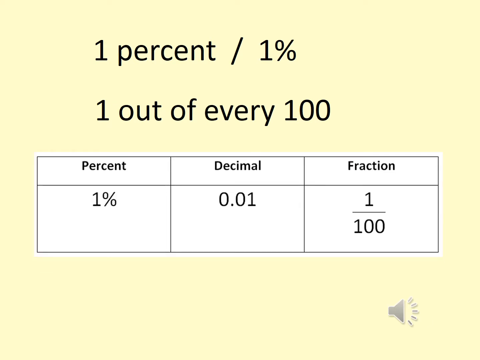1% is 1 out of every 100, and 1 out of every 100 is 1/100th. 1/100th is 0.01 as a decimal, 1% as a percentage, and 1 over 100, 1/100th as a fraction.